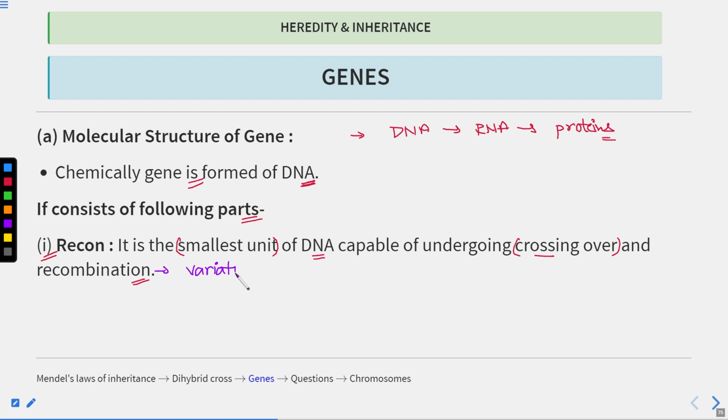Okay. So because of this crossing over and recombination, there is the exchange of the genetic material. Or you can say there is exchange of DNA. DNA is the genetic material. Clear? Now this was the recon.